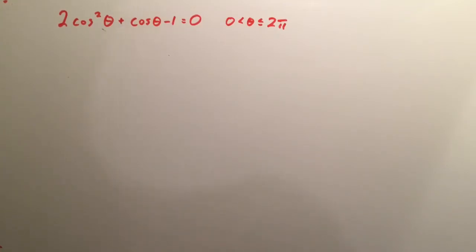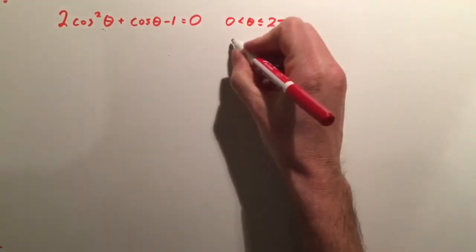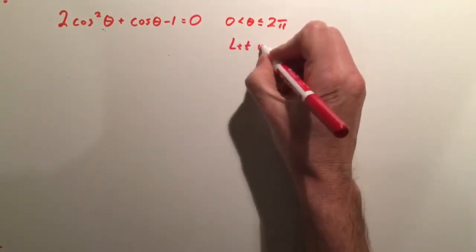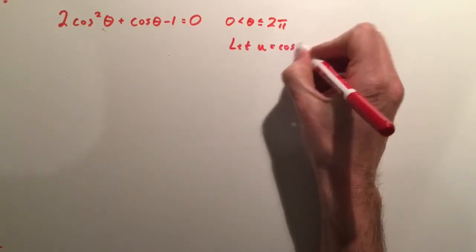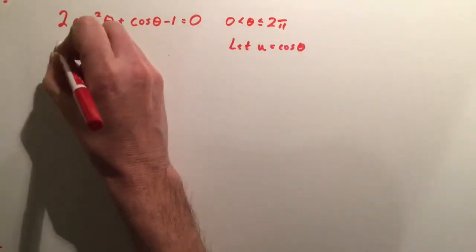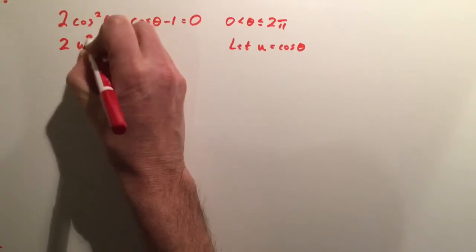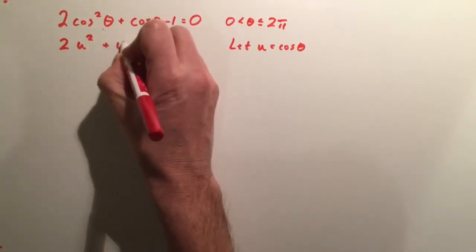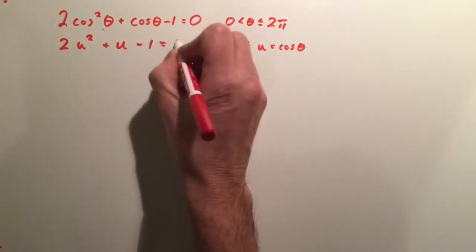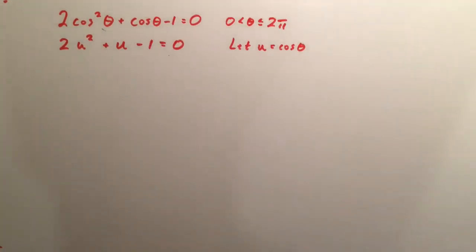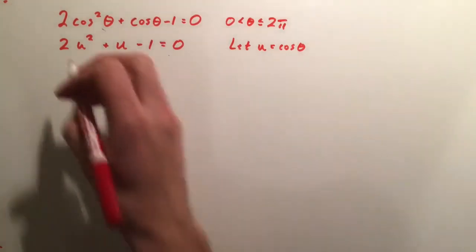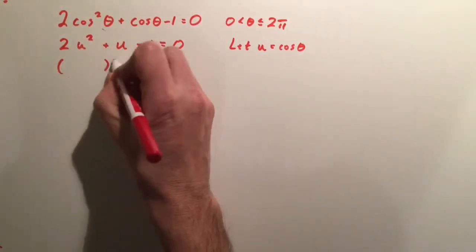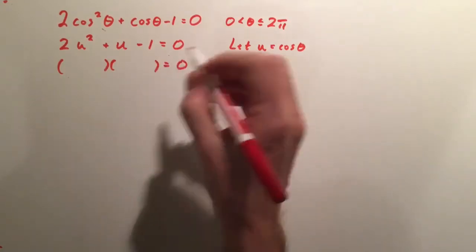So what a lot of students like to do with something like this is use a u substitution here. So we're going to let u equal cos theta. So that turns this into 2u squared plus u minus 1 equals 0. Now, as quadratic equations go, this is one of the easier ones you're ever going to have to solve here. So we'll go ahead and factor this.